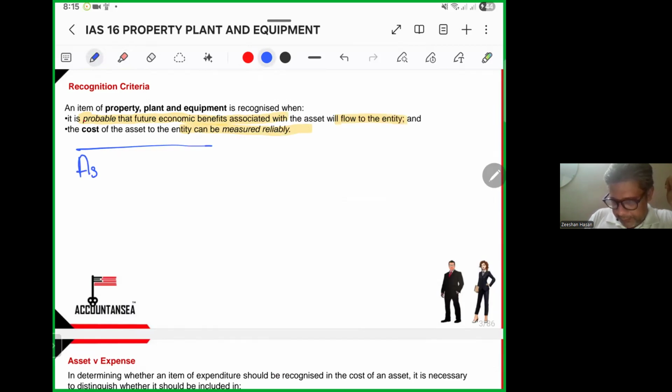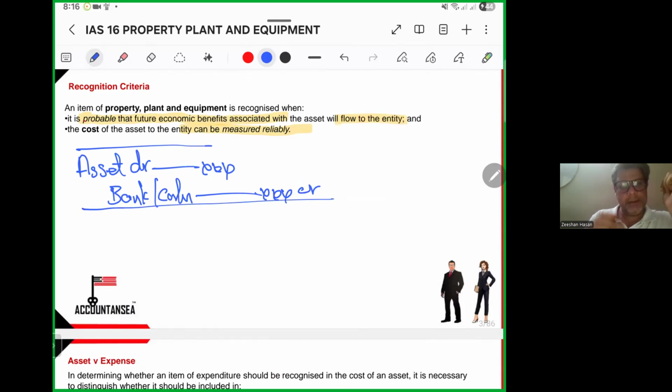Asset debit, bank or cash will be credit. Right? So far, so good. I hope you get it till here.